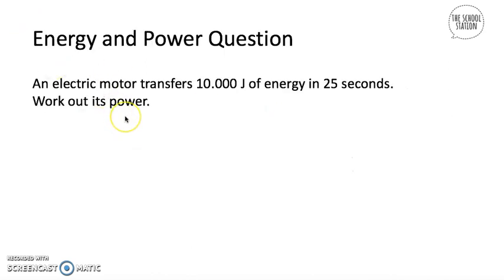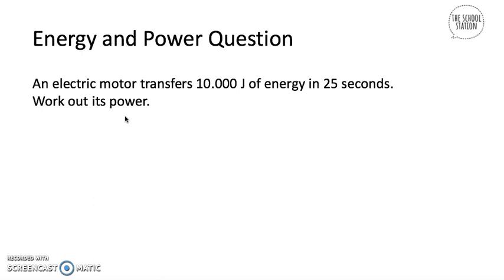Alright, so now that you know the formula of power, now we're going to be looking at an energy and power question. Okay, so this is maybe a typical exam question that might come up in your exam. So it's telling you that an electric motor transfers 10,000 joules of energy in 25 seconds. Work out its power. So since we now know the formula, I want you to pause this video and try this question yourself, and then we will see how to work it out.